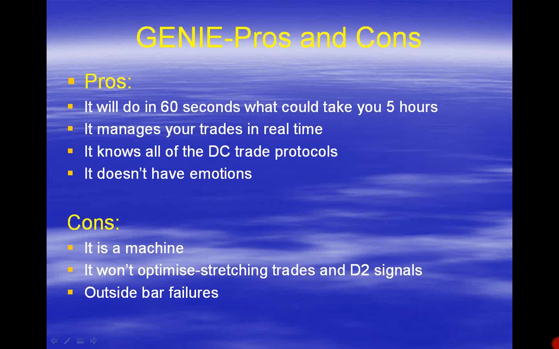So they're the good points. The points against it: it is a machine. It will do exactly what I have told it to do and nothing else. So it doesn't have any imagination or any vision. It won't optimize the trades.